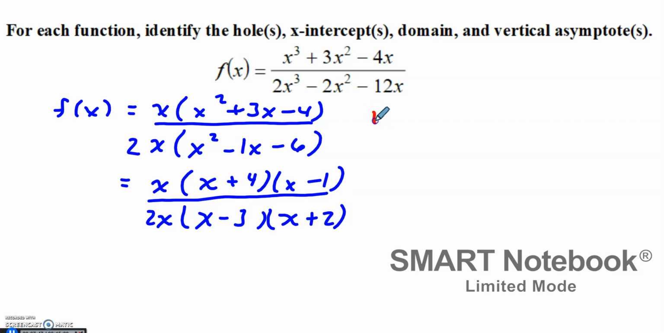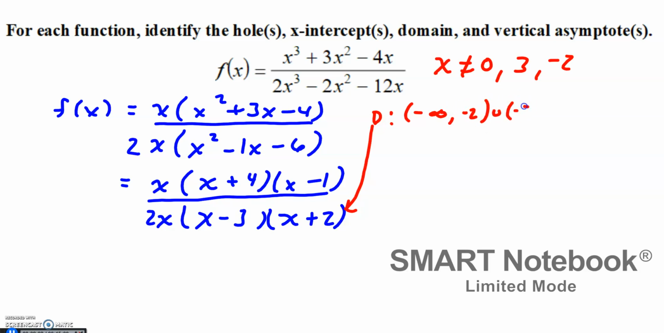So before we do any crossing out, we are factored completely, so my domain has to do with the values I cannot have in the denominator. This time there are 3 values I cannot have. X cannot be 0, x cannot be 3, and x cannot be negative 2, which means my domain is everything but those 3 numbers. So negative infinity to negative 2, union negative 2 to 0, union 0 to 3, then union 3 to infinity.